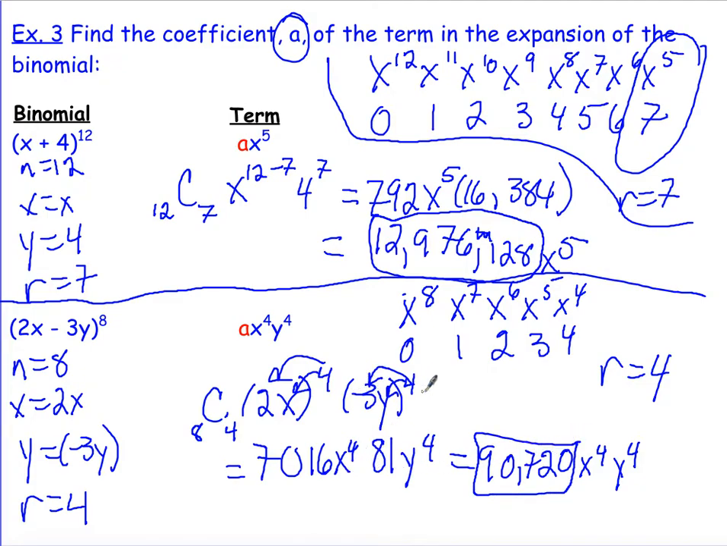Okay, so notice you raise negative 3 to the fourth power, not just the 3, and negative 3 raised to an even power is a positive number. Okay, so that's how that would work.